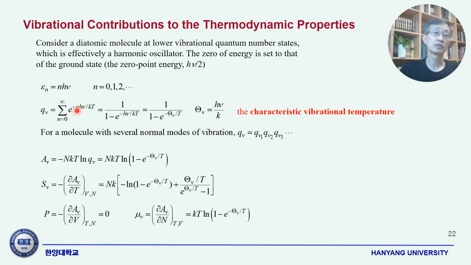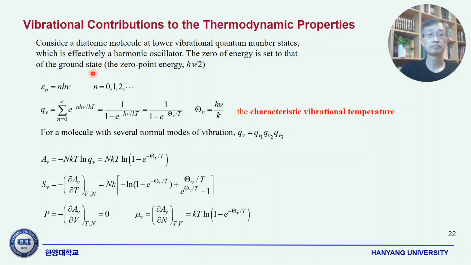Anyhow, if the vibrational contribution is high, much greater than kT, then this term has a large negative exponent, giving a smaller contribution. So we are going to consider only the low vibrational quantum numbers, which means that we can use the vibrational states of a harmonic oscillator to describe that vibrational motion.